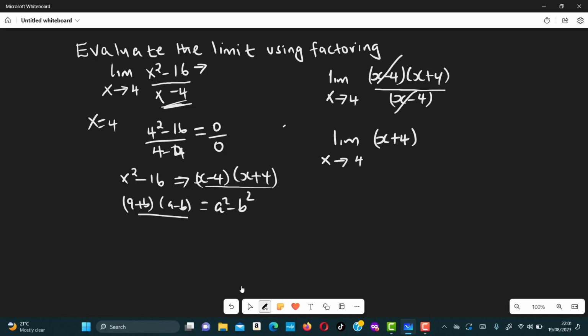Now that the function has been factored and simplified, we will try substitution with the simplified function. Substituting x equals 4 into the function gives 4 plus 4, which is 8. Therefore, the limit of the function as x approaches 4 is clearly 8. So the value of this limit is 8.